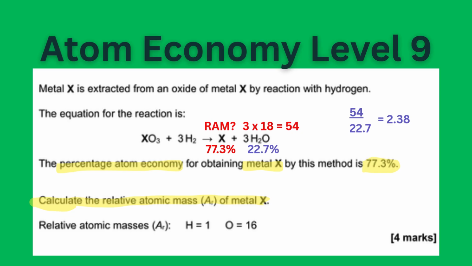We can now find out what 77.3% is, and hence the relative atomic mass of X. With my full previous answer still in the calculator, as we only round at the end, 2.38 times 77.3 equals 183.9. This is our final answer for the relative atomic mass of X, which rounds to 184.